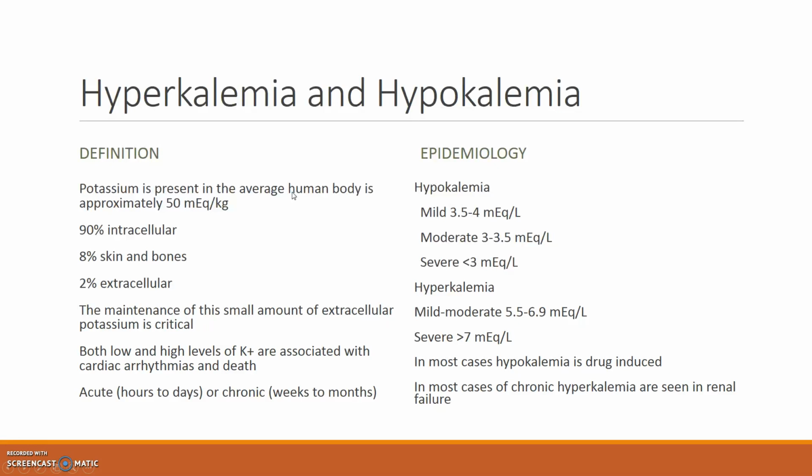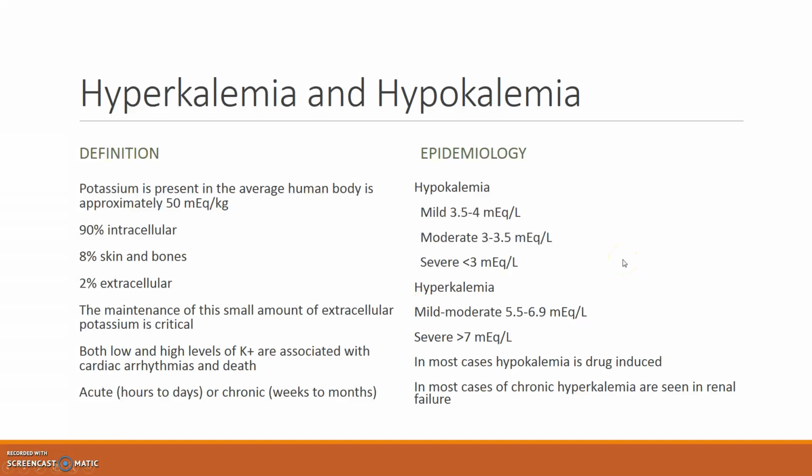Both low and high levels of potassium are associated with cardiac arrhythmias, neuromuscular symptomology, and death. When we think about both of these conditions, we can put them into two categories, acute or chronic. Our main focus today is acute, but I'm going to compare a few things because it helps you understand both conditions. Acute hypo or hyperkalemia can develop within hours to days, chronic weeks to months.